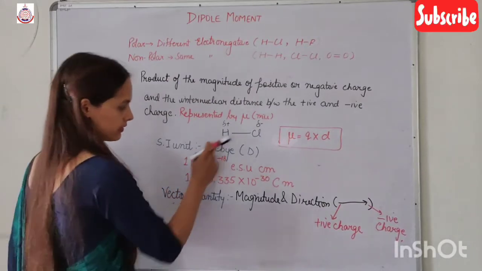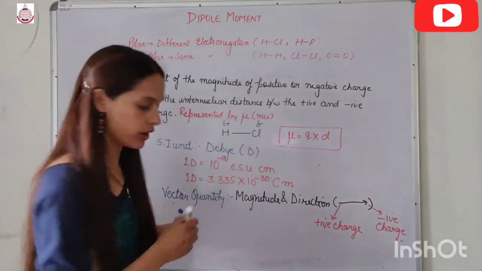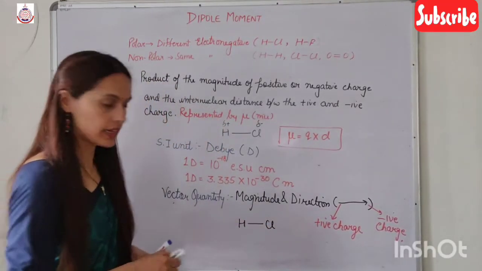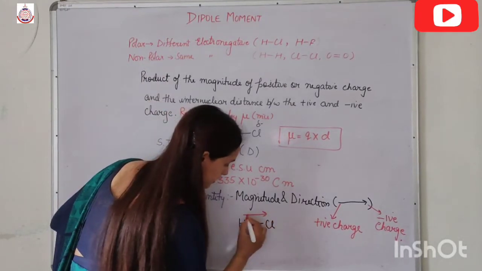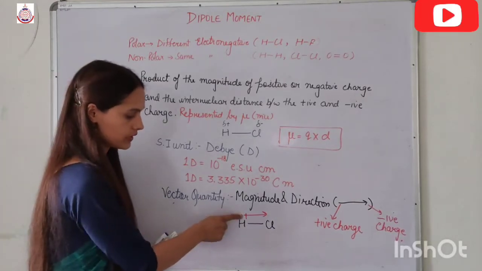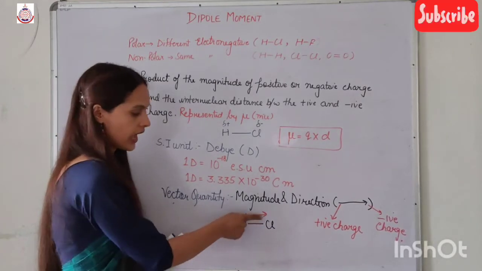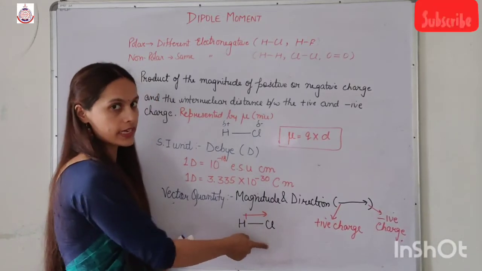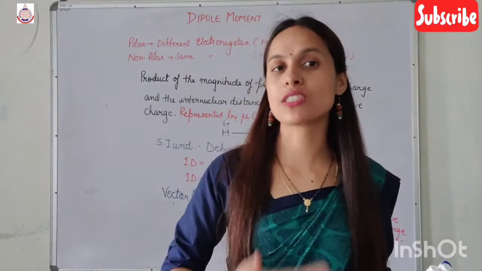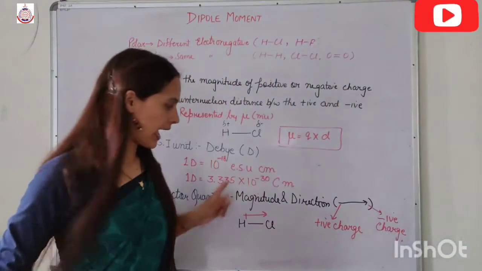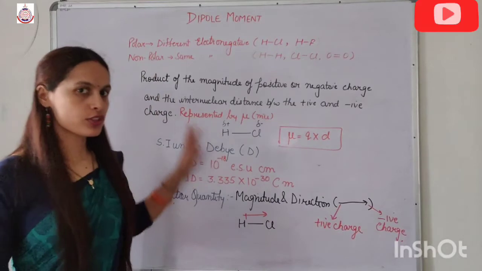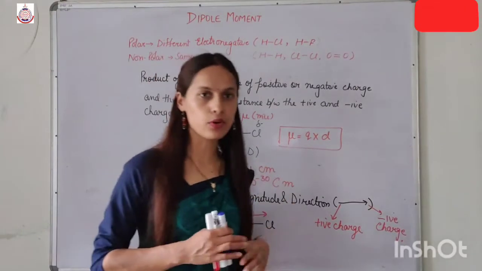So, if I draw the dipole moment in this bond, then here is the HCl. So, the dipole moment is like this, where the tail portion is towards the positive charge and the head portion is towards the negative charge. Why? Because the negative charge is taking the electron from the positively charged atom. That's why the arrow is towards the negative charge atom. So this side head and this side tail. So this is the introduction of the dipole moment.